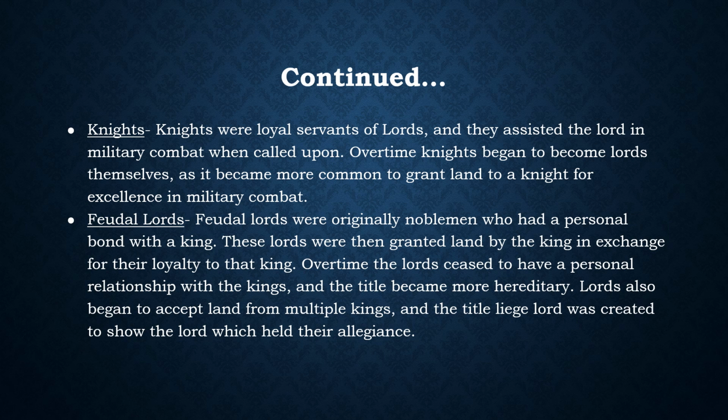The feudal lords. Feudal lords were originally noblemen who had a personal bond with the king. These lords were then granted land by the king in exchange for their loyalty to that king. Over time, the lords ceased to have a personal relationship with the king, and the title became more hereditary. Lords also began to accept land from multiple kings, and the title liege lord was created to show which king held their allegiance.